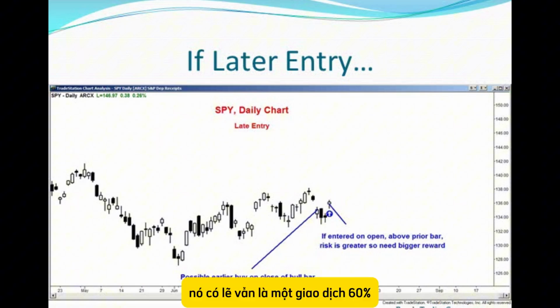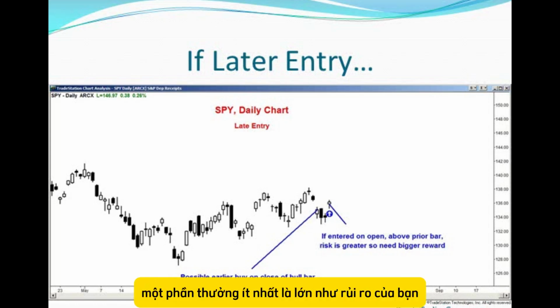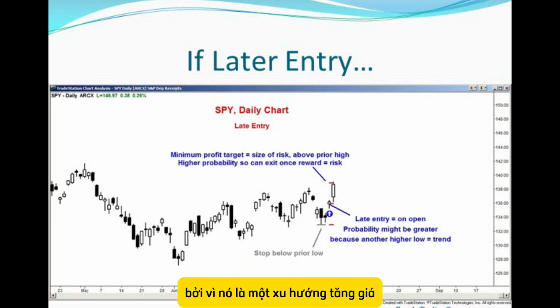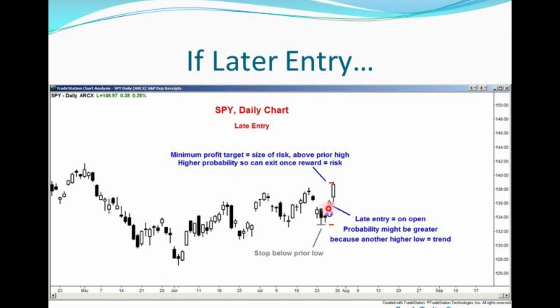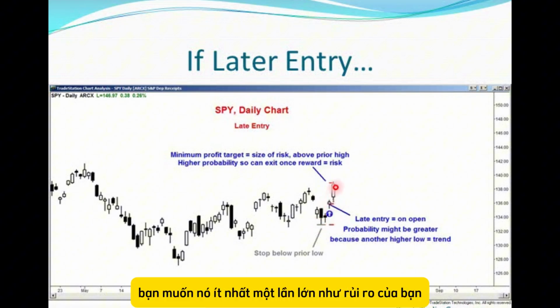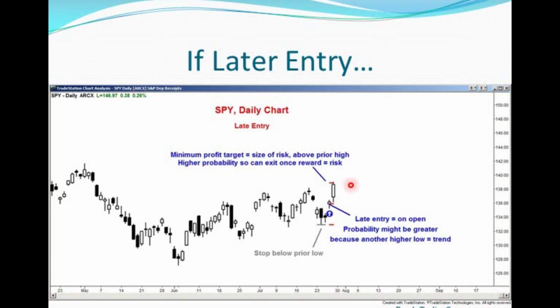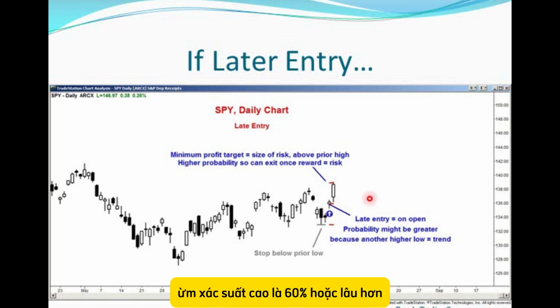It's probably still a 60% trade. 60% certain that you would make a reward at least as big as your risk, because it's a bull trend. So if you bought this open, in other words, one tick above the high of this bar, you would have been filled on the open. Your stop is below the low of this bar. Your reward, you'd want it at least as big as your risk. So you could place a limit order and get out there. Again, since it's a bull trend, it's high probability, 60% or so.